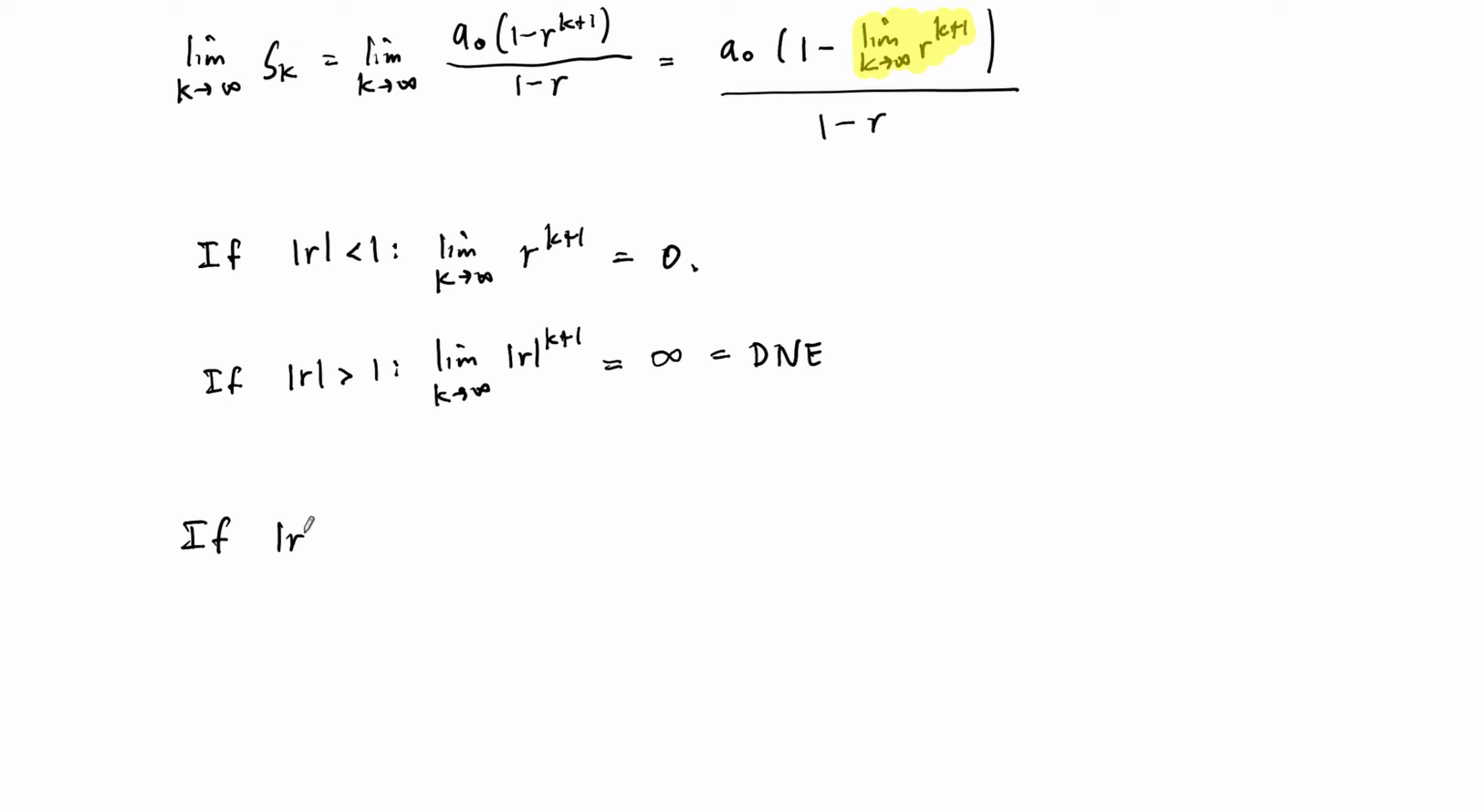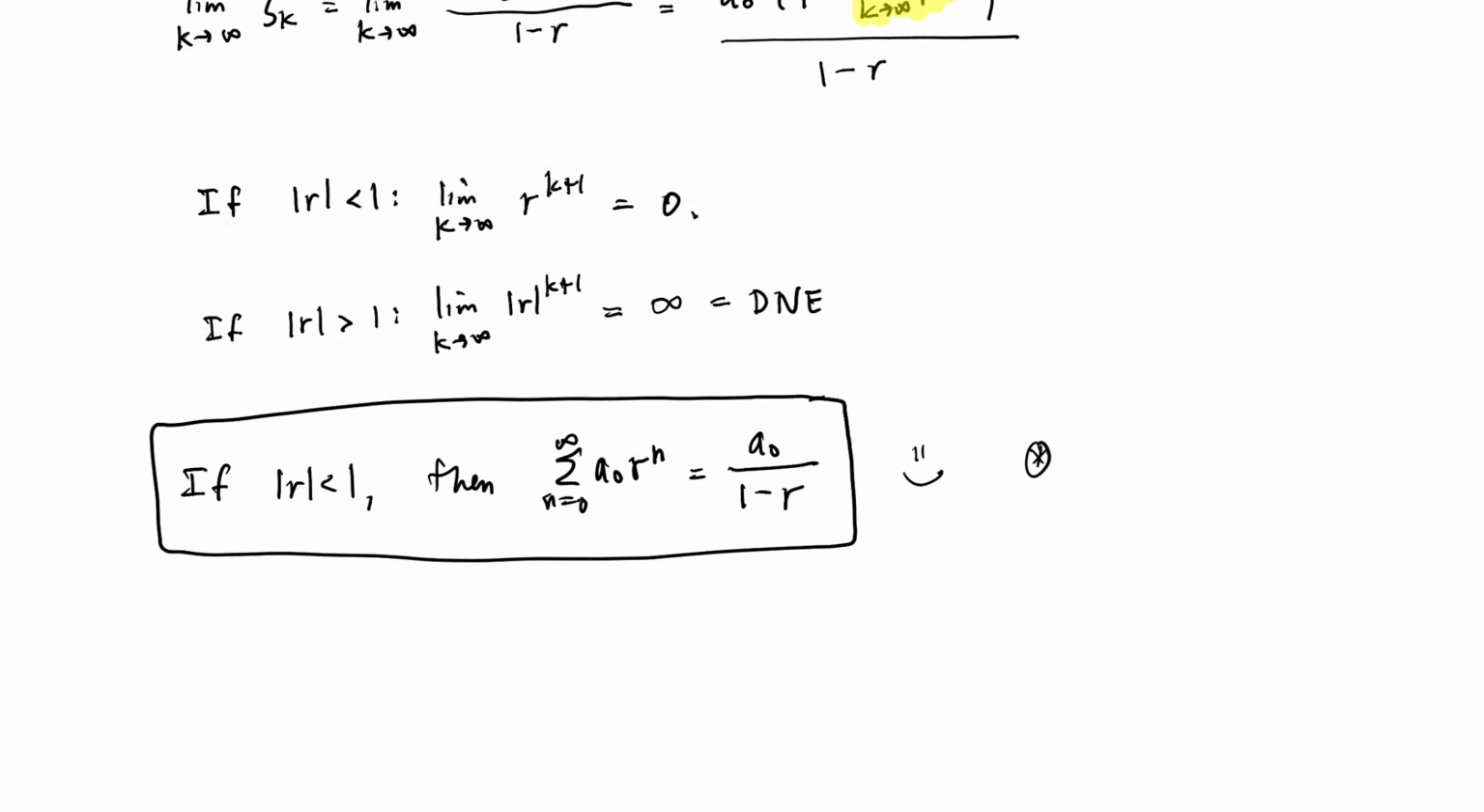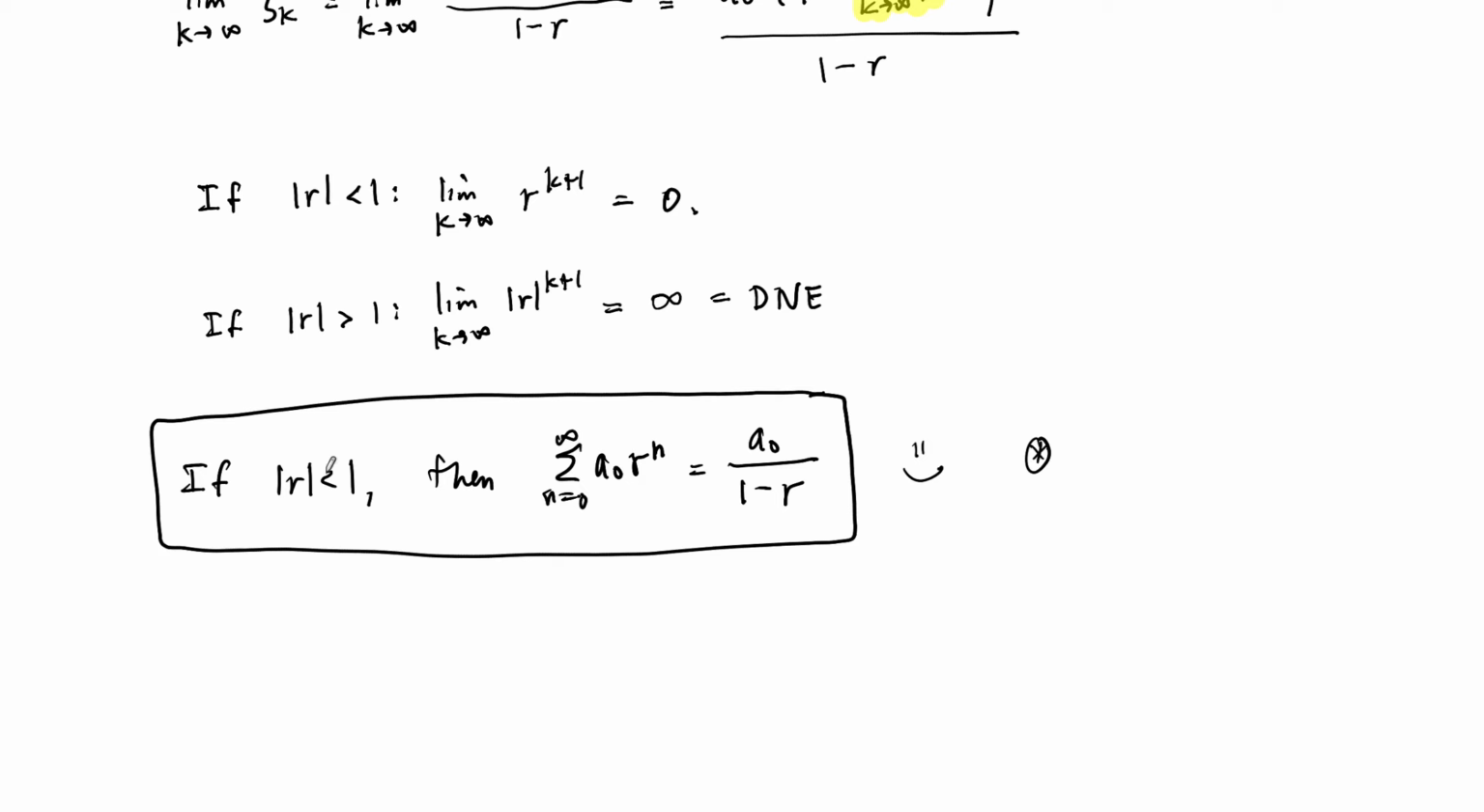So here's what we know right now. If the absolute value of r is less than 1, then this sum, n from 0 to infinity, a naught r to the n, converges, and it converges to a sub 0 times 1 minus 0, so that's just a sub 0 over 1 minus r. And actually that's a really beautiful formula that I hope you have all seen before, and if not, you've seen it now, so there you go. By the way, if r is bigger than 1 or equal to 1, then this series does not converge, does not add up to a finite number.